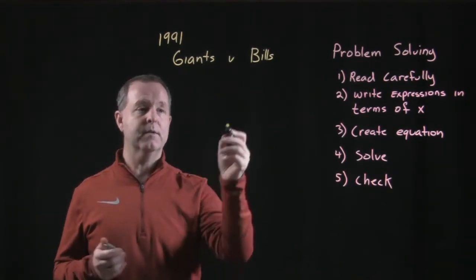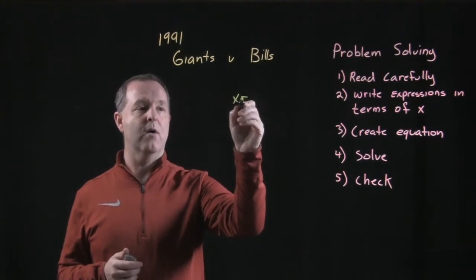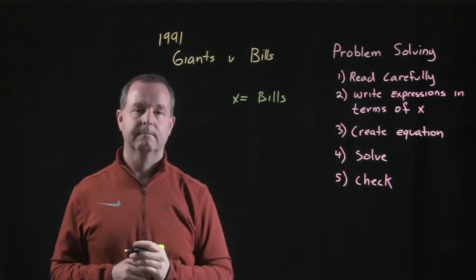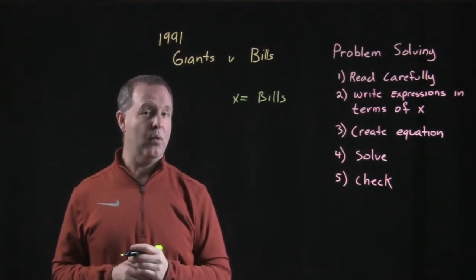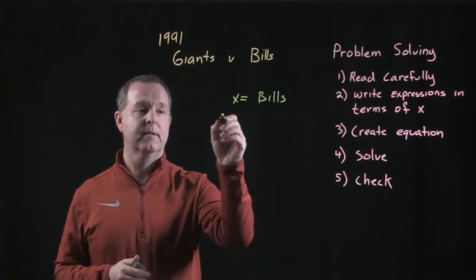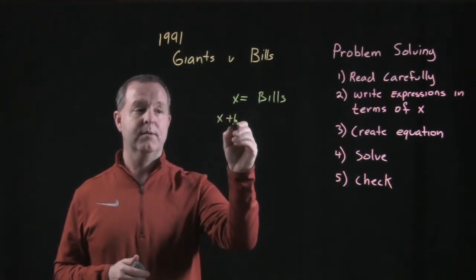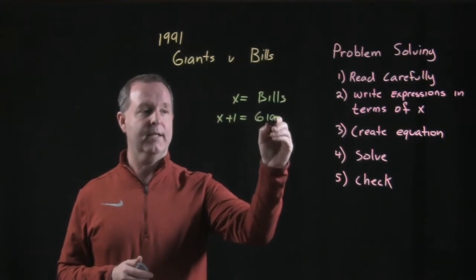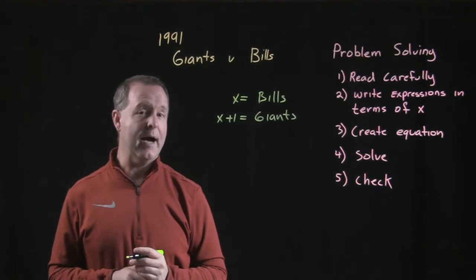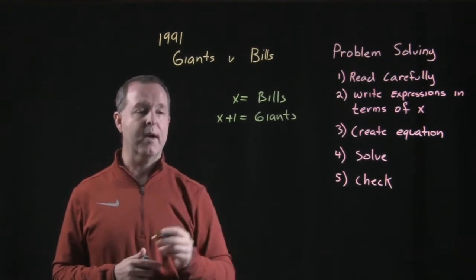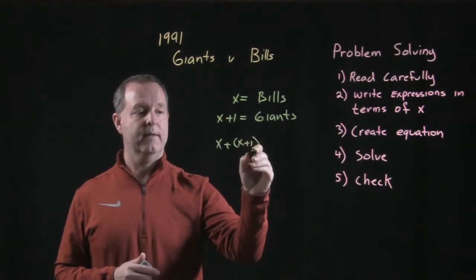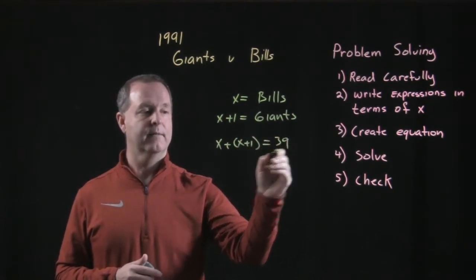And so the Bills, we're going to call that one our unknown, x. It was their score. The Giants won that game by 1 point, so they had one more point than the Bills. So the Bills score plus one more, that's how many the Giants scored. And we know that the total was 39 points. So we're able to go ahead and create an equation now that says x plus (x plus 1) equals 39.